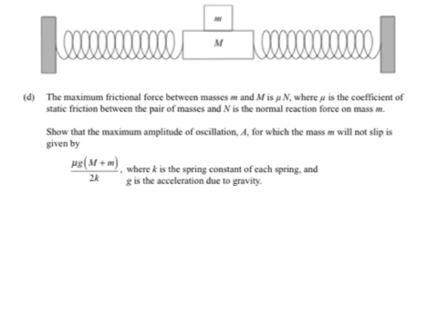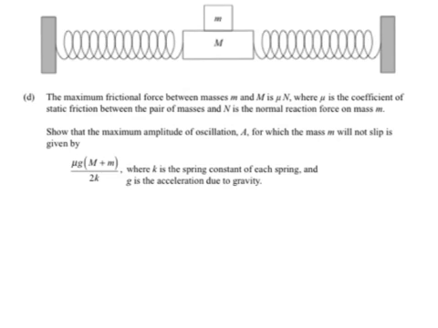Okay, D here. I've copied and pasted the question and the diagram from above because it relates to this. D: the maximum frictional force between masses small m and big M is mu N, where mu is the coefficient of static friction between the pair of masses, and capital N is the normal reaction force on mass M.